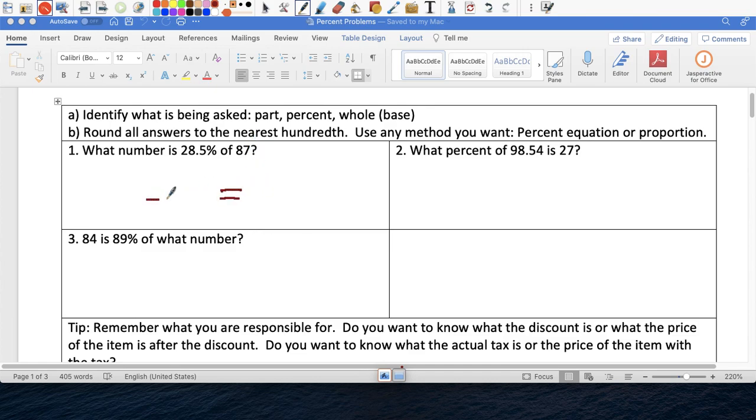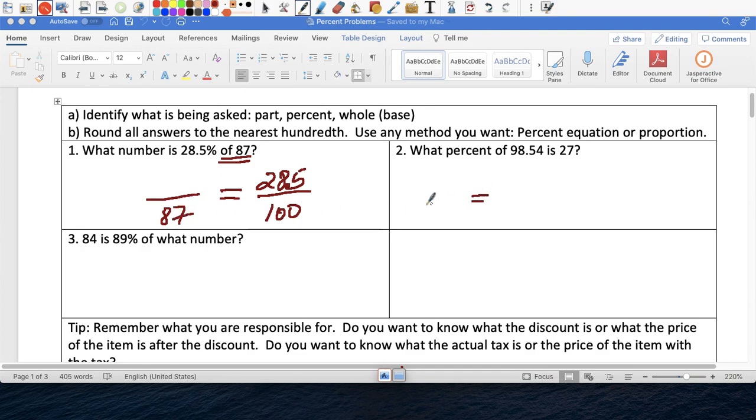So I saw a lot of you guys doing percent proportions for this. So again, remember, percent goes on top. So we write 28.5 over here, right? When you're using a percent proportion, when you write the percent, you're actually writing the percent. You're not changing to a decimal. So of 87, remember that of goes over here.